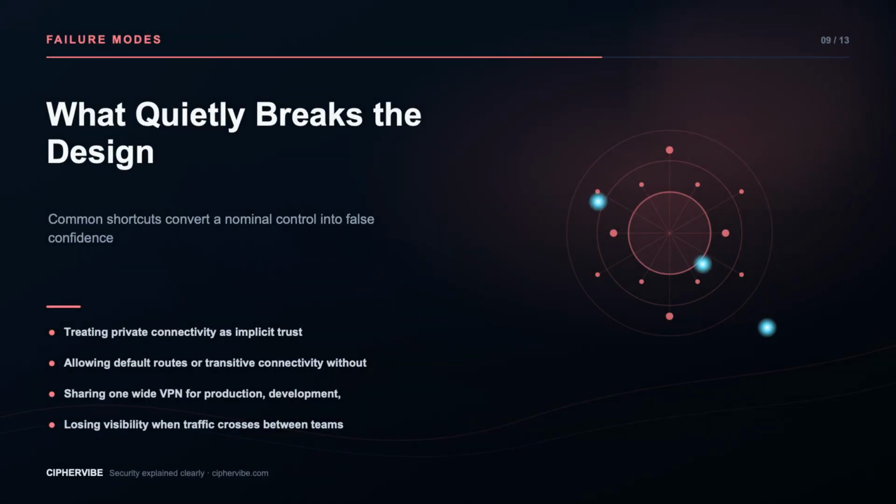Security architecture fails most often through assumptions, not dramatic movie-style attacks. First, treating private connectivity as implicit trust. Second, allowing default routes or transitive connectivity without review. Third, sharing one wide VPN for production, development, and partners. Fourth, losing visibility when traffic crosses between teams or providers.